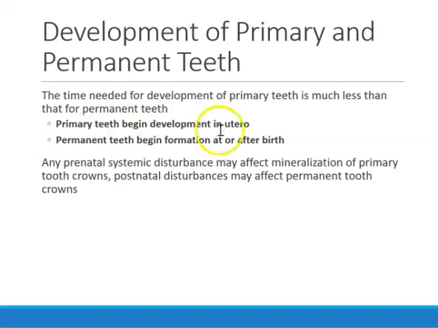So primary teeth are developed in utero. When you're in the mother's womb, your primary teeth are starting to form. The enamel, the dentin, all that is starting to form. The permanent teeth begin formation as soon as the baby comes out, so at birth or just after birth.